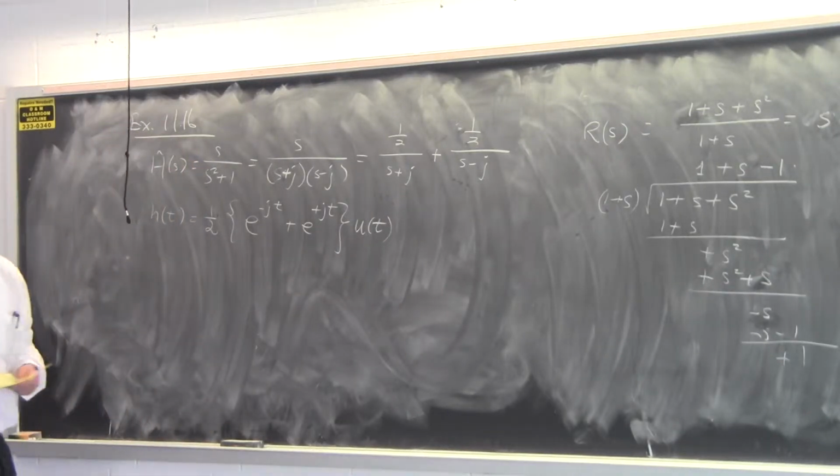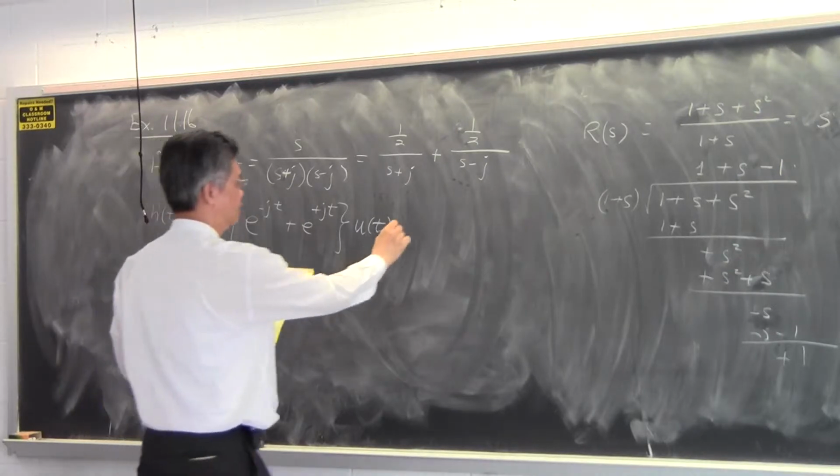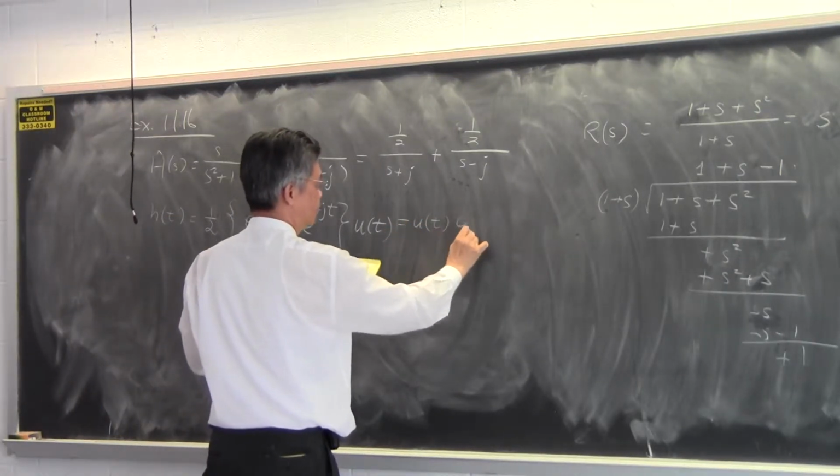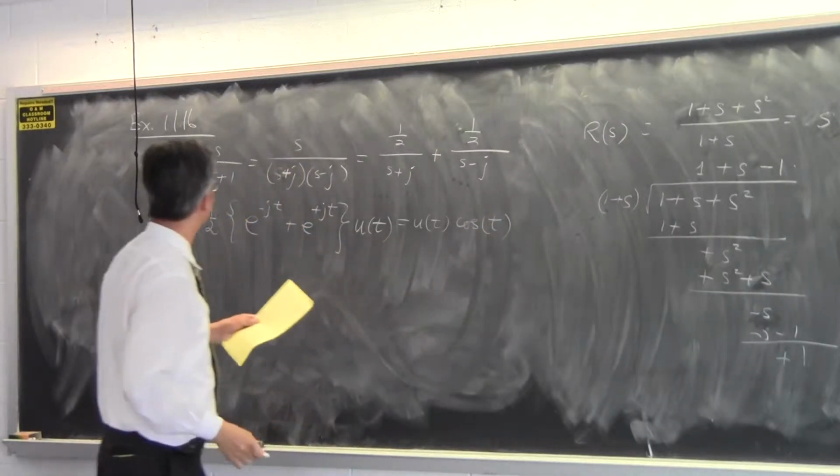step function. Laplace transform always involves a unit step function. And then this is just u(t) cosine of t.